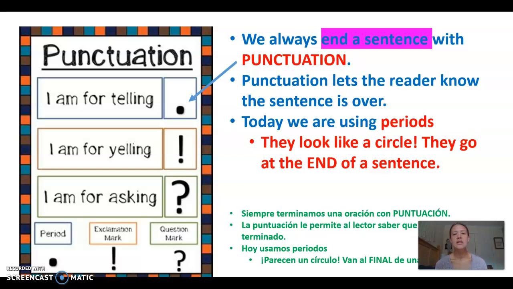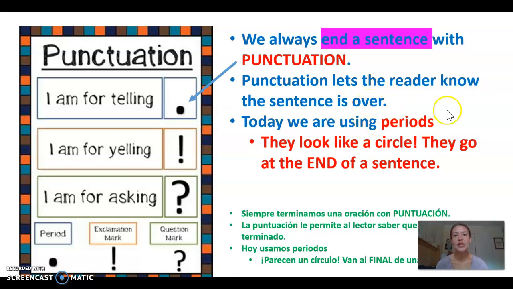And punctuation lets the reader know that the sentence is over, and then I'm going to be talking about something new or just starting a new sentence. So today we're using periods. They do look like a circle. They always go at the end of a sentence. I would not ever put a period at the beginning of my sentence before my capital letter. My period goes at the end of the sentence, right after my last lowercase letter.